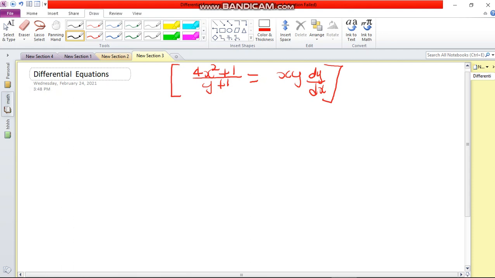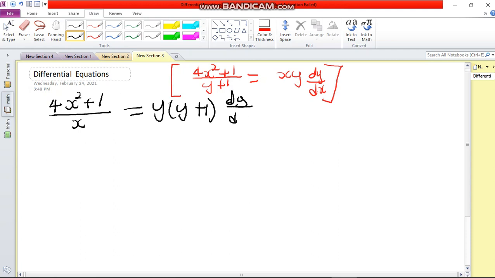So how do we do that? I'm going to multiply by y plus 1 and divide by x on both sides. On the left hand side I will have 4x squared plus 1 divided by x. If I multiply by y plus 1 and divide by x, I will remain with x on the left hand side. And then on the right hand side I will have y into y plus 1 dy by dx.